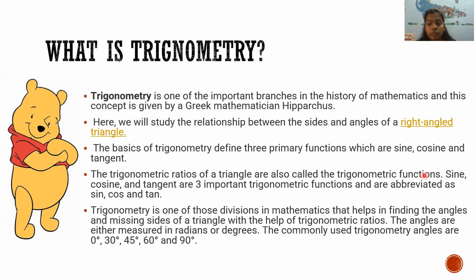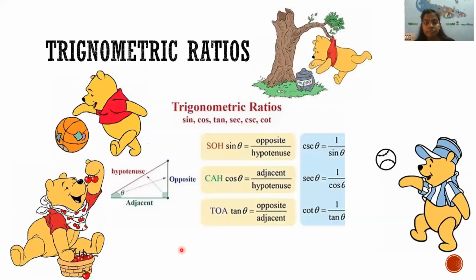We will be using certain ratios to find the missing side or sides of the triangle, and to find the missing angles of the triangle. Some basic ratios we will be using are for 0 degree, 30 degree, 45 degree, 60 degree, and 90 degree. So this is the basics about trigonometry.